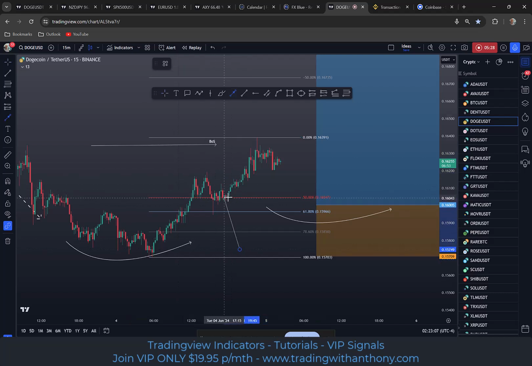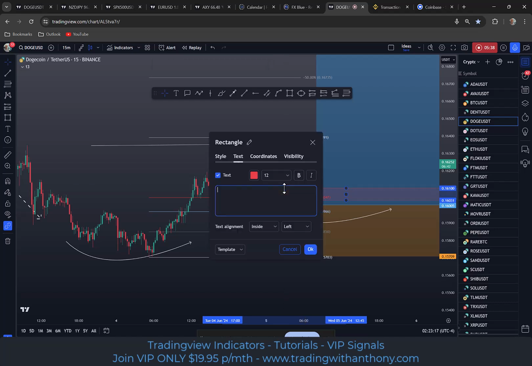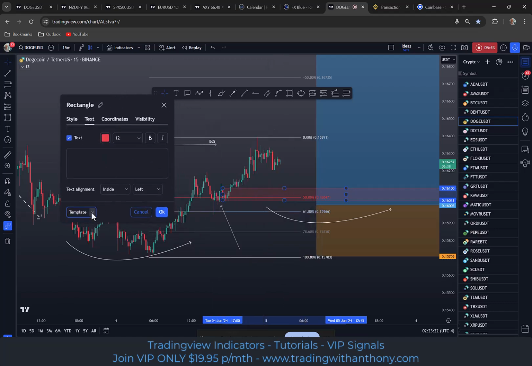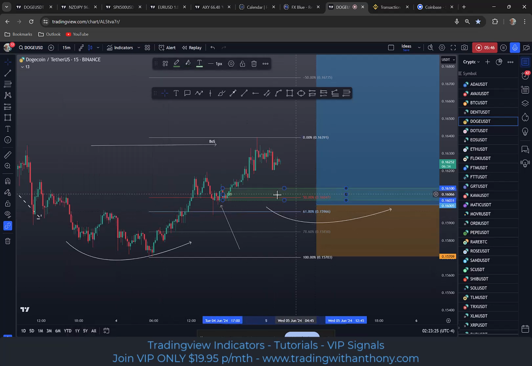Okay, this balance area here. That's what I'm interested in. So I want price to move into this level. Double click that. We'll call it support. I think I've got it there. There it is. All right. This is my area of interest.